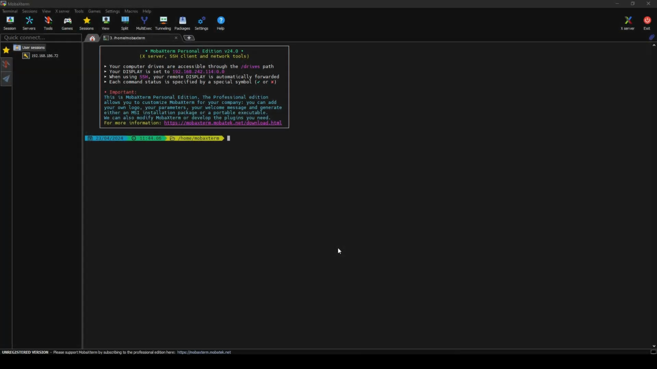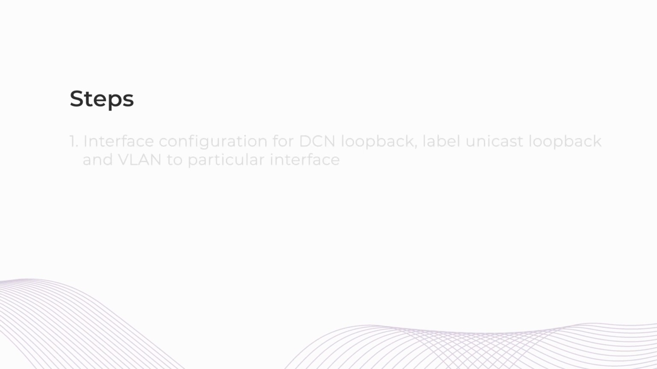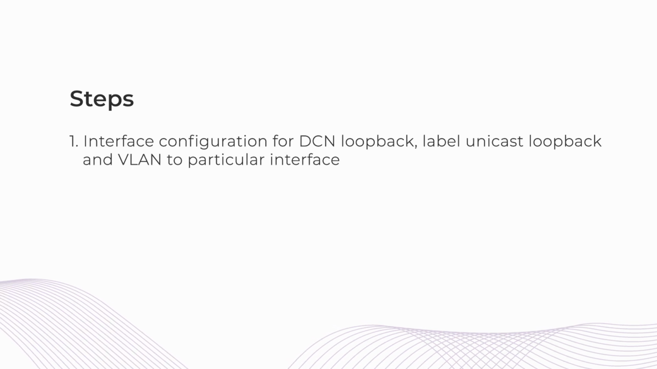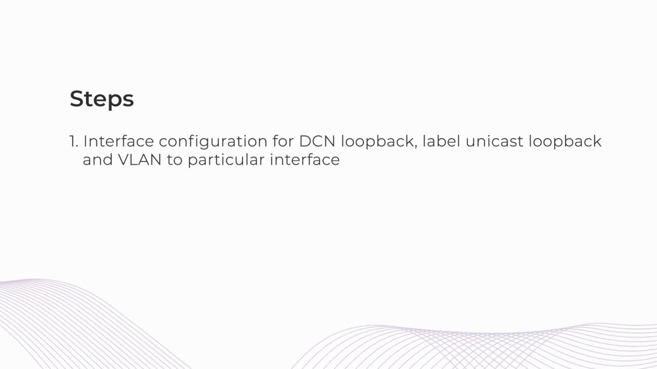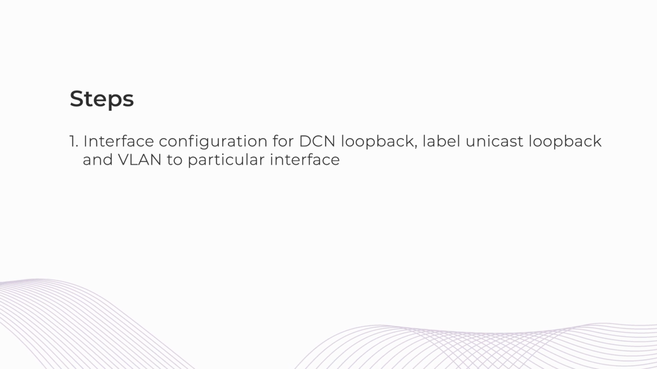Hello everyone. In the past session, we saw how to give the IP address to the node. Once we give the Ethernet IP and the router ID, the node goes on a reboot. Once the node is reachable, we need to configure the following steps. First step, configure the interface configuration for DCN loopback, label unicast loopback, and VLAN to the particular interface.